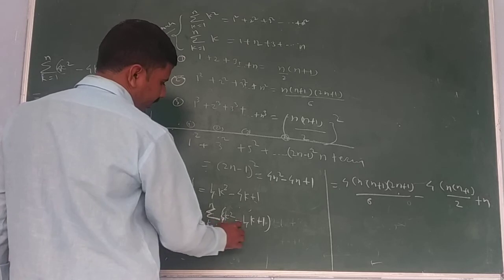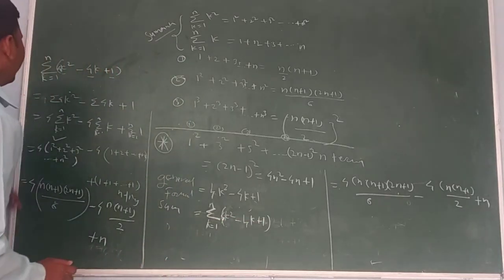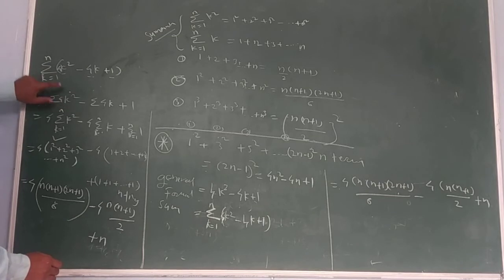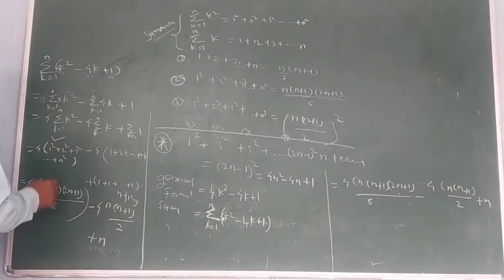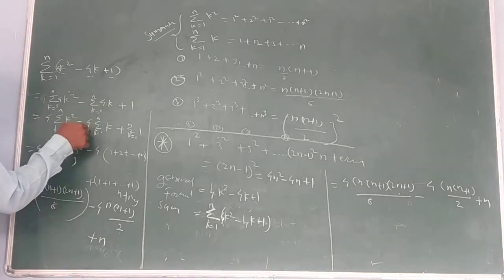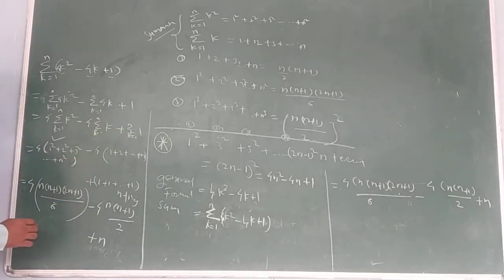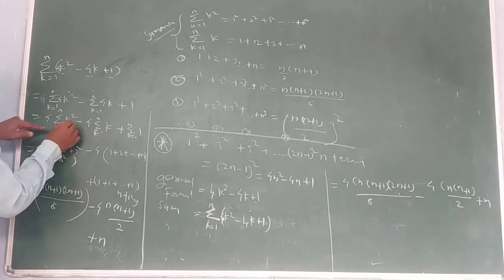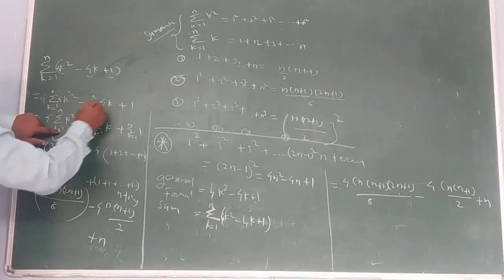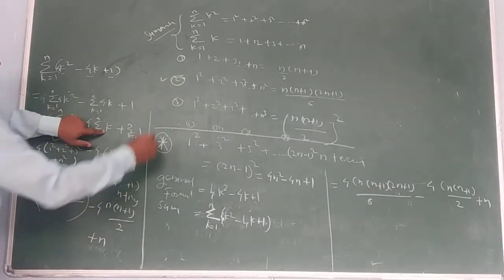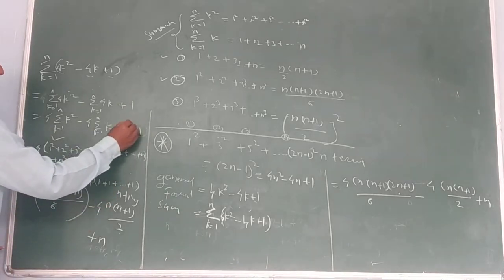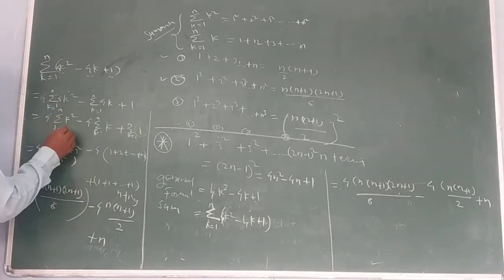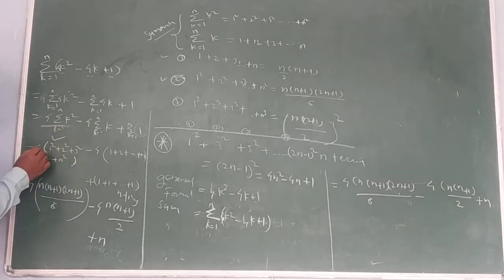Next step, what have we done? We have applied summation separately: summation of 4k square, summation of 4k, and summation of 1, starting k is equal to 1 to n. The 4 is taken outside, and here 1 is there. So summation of k square means starting from 1, 2, 3 till the n. Summation of k is the first formula, and summation of 1 is n, because we are adding 1 n times. The 4 is taken outside first.